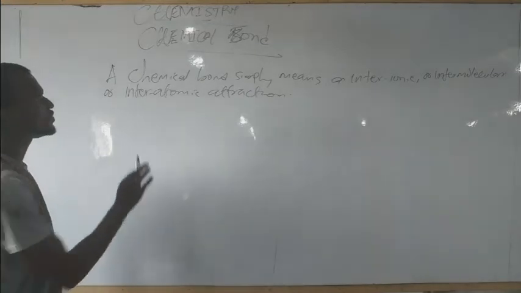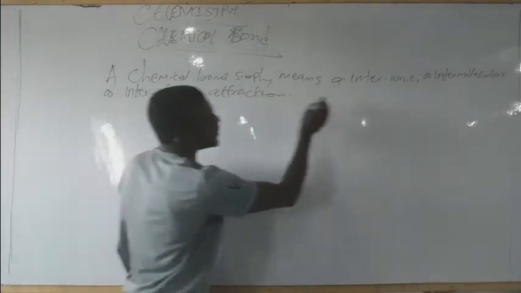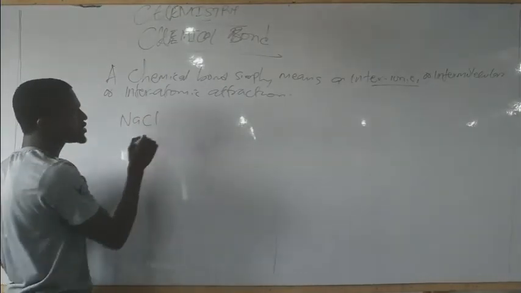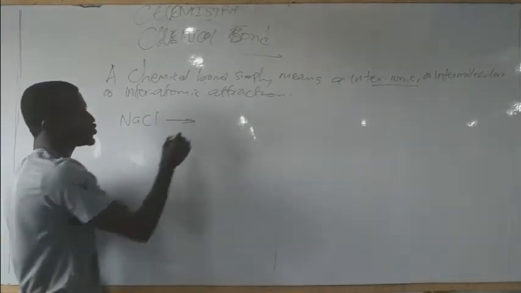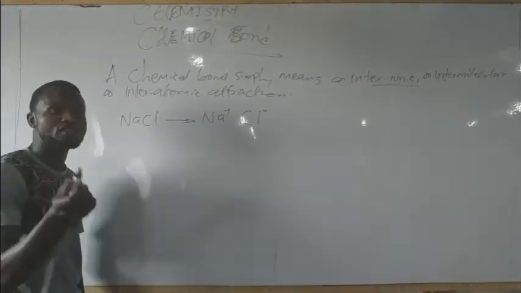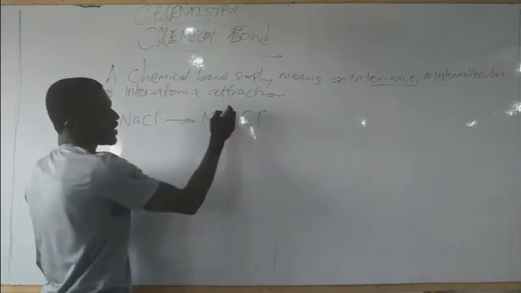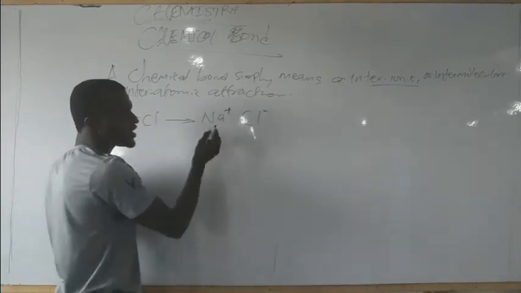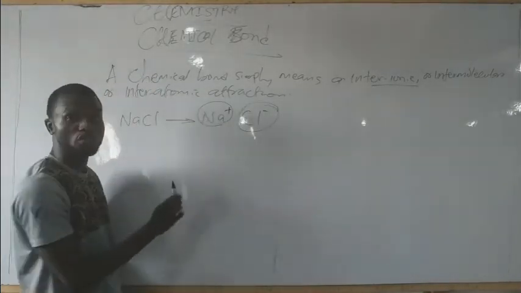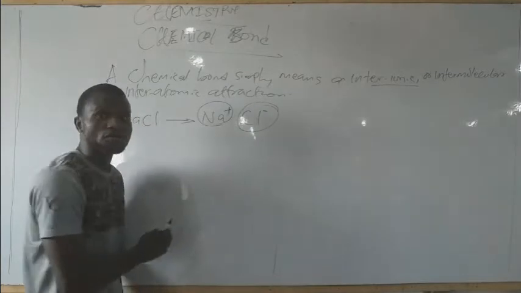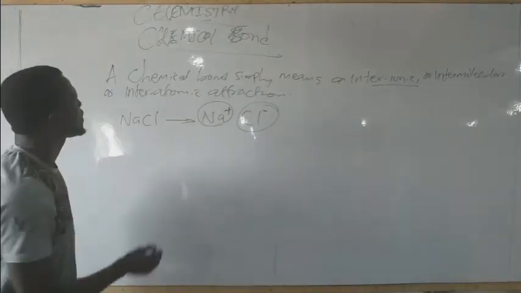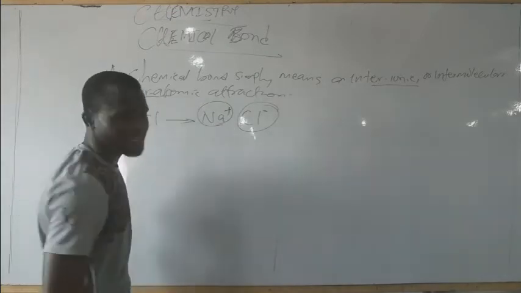Now, a simple analysis of this definition is this. When we say interionic, for instance, looking at sodium chloride, it can be analyzed into sodium ion and chloride ion. From the concept of physics, according to Coulomb's law, owing to the fact that sodium ion is positively charged and chloride ion is negatively charged, there exists an attractive force between the two. This attractive force describes interionic attraction.